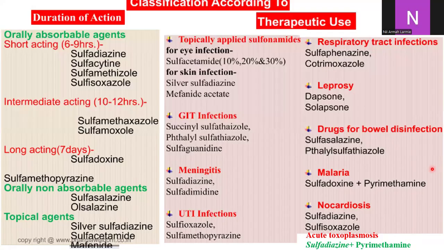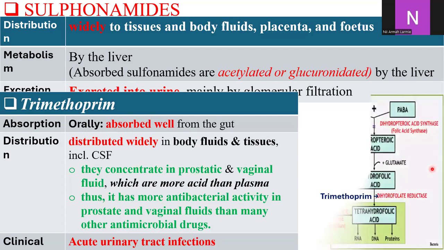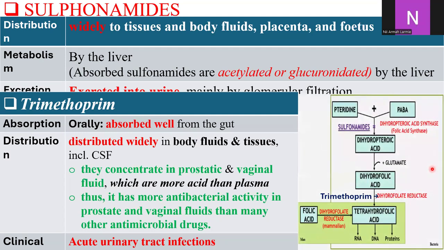Now, when it comes to their pharmacokinetic properties, sulfonamides are distributed widely in tissues and body fluids, including placenta, and they can cross over to the fetus. They are metabolized by the liver through biotransformation processes, usually eliminated by the kidney, and there's a possibility of precipitation. Hence, we advise that the patient takes a lot of fluids.